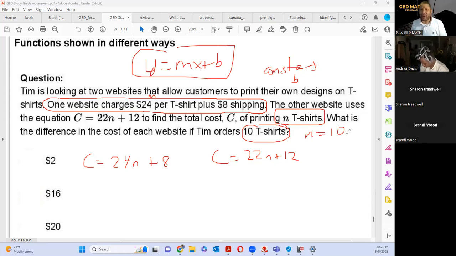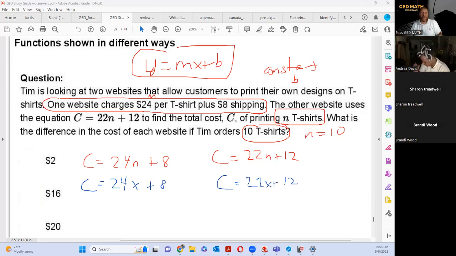Mr. Tinsley, 24 times 10, how am I going to use my calculator? Because I don't have the variable n on my calculator. Well, guess what? I'm not going to use n even though they told me to use n. I can use any variable I want. There you go.